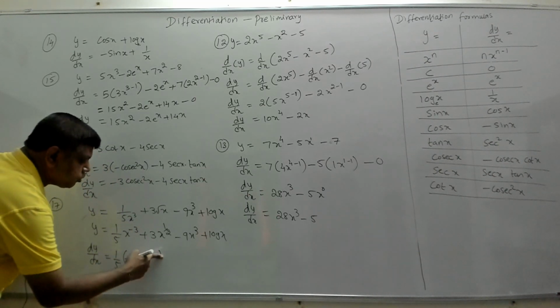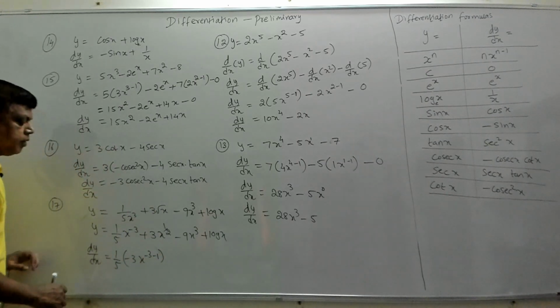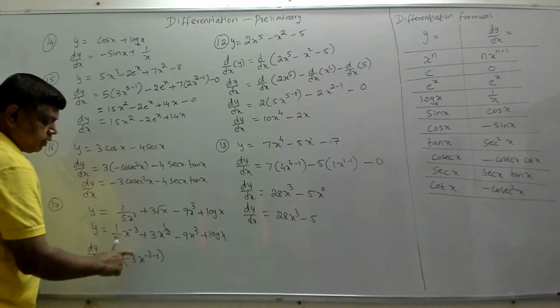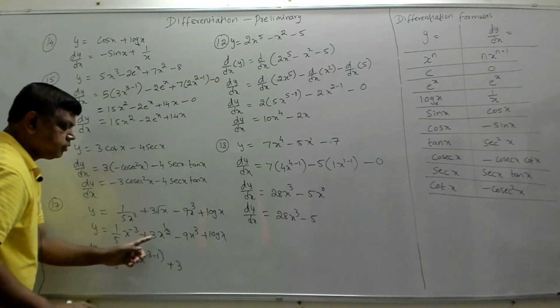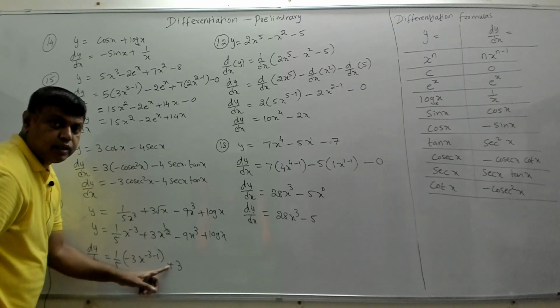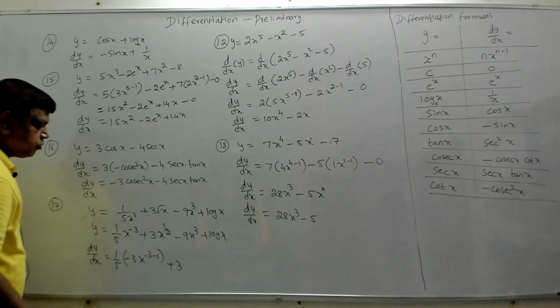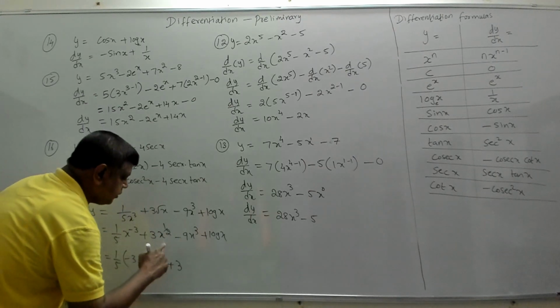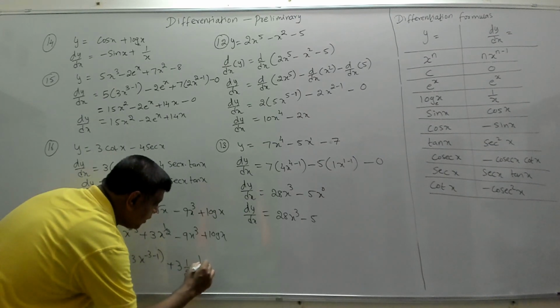N x power n minus 1. Here n is minus 3, right? N x power n minus 1. Then plus 3 into x power 1 by 2. We will write 3 as it is, because 3 is not coming standalone. So 3 is 3 itself. Then x power 1 by 2 differentiation is 1 by 2 x power 1 by 2 minus 1.